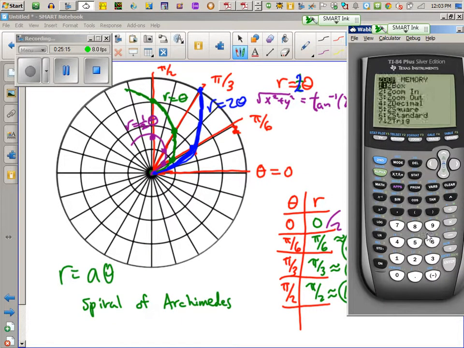I think I need to do a zoom standard, which means I'm only going to get one loop. Remember it resets back to one loop? So I'm going to press window and make sure I get a good 5 loops in. That means I'm going to put in a 10 pi here. So I did a zoom standard and changed my theta max to 10 pi.